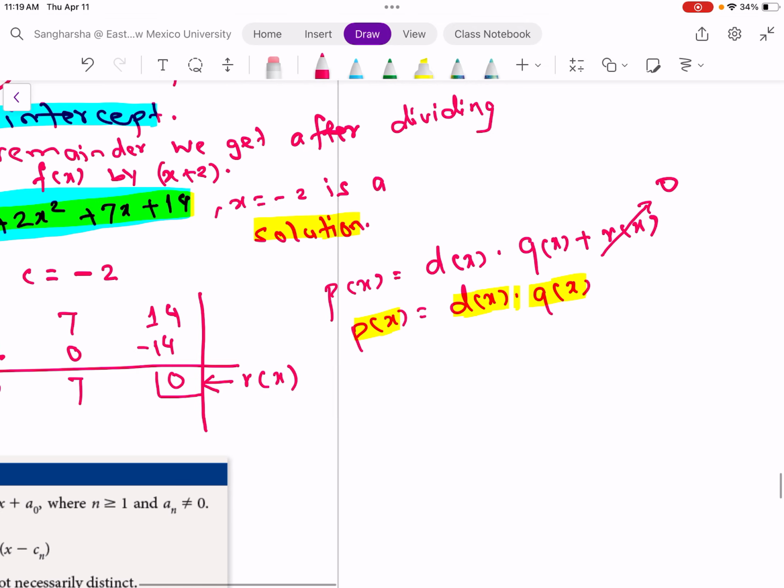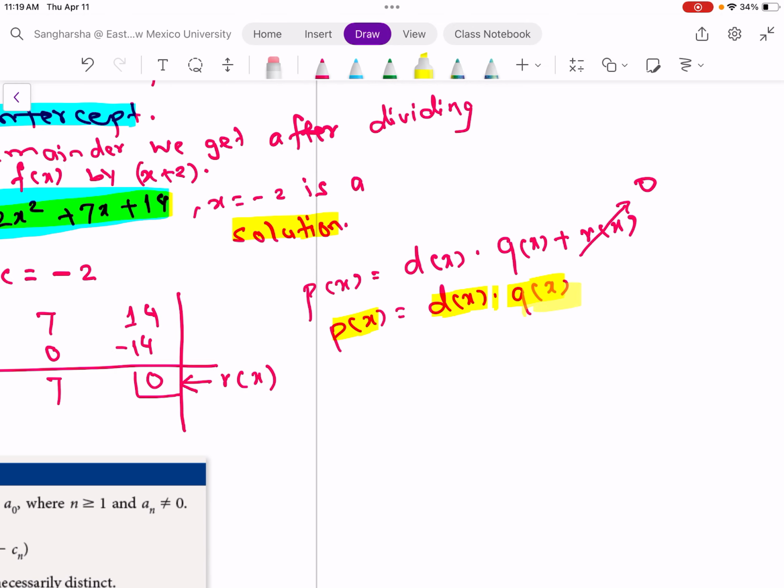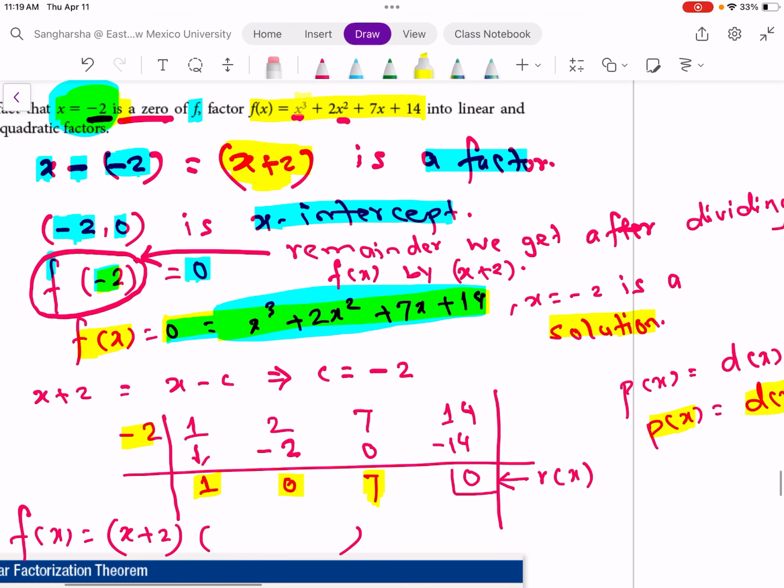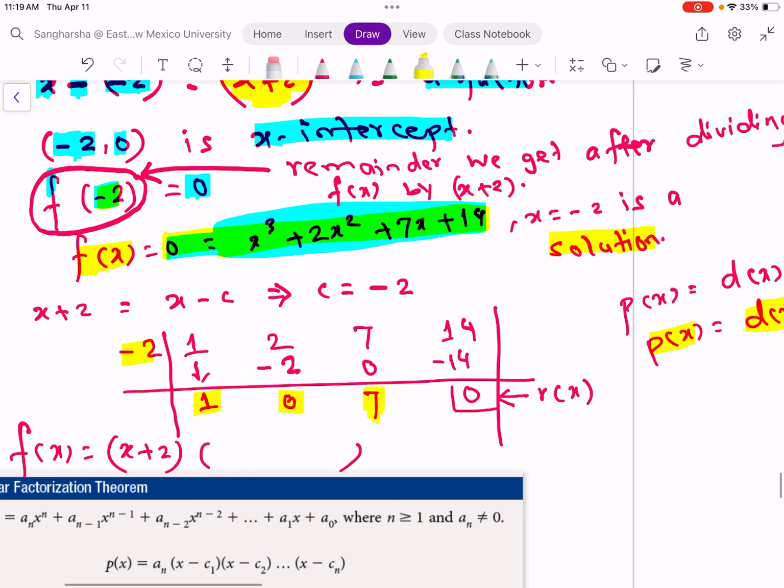Now we want to know what the quotient is. The remainder is 0, so we can exclude this. So we write divisor times quotient. Our quotient is, we're gonna use these numbers. These are the coefficients of the quotient. Before that, we need to know the degree of the quotient. How do we find the degree of the quotient? It's 1 less than the degree of the function. So our function has degree 3, and 3 minus 1 is 2. So 2 is the degree.